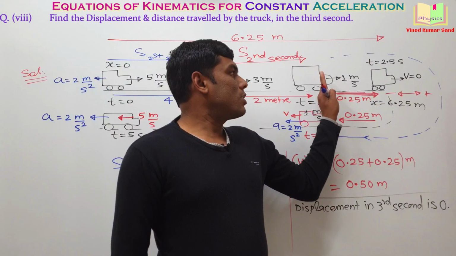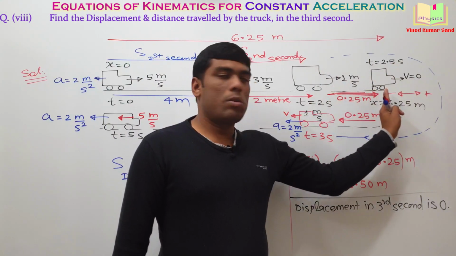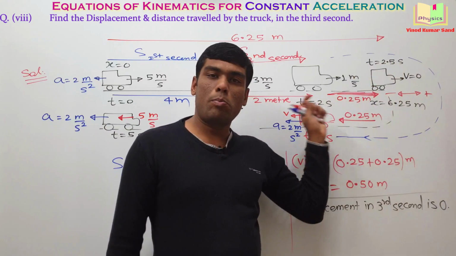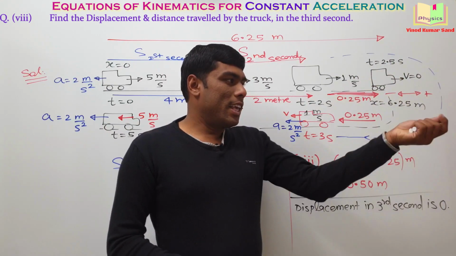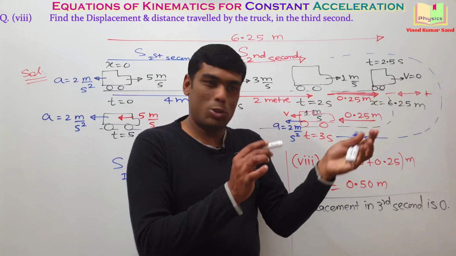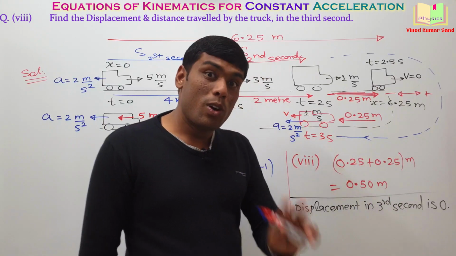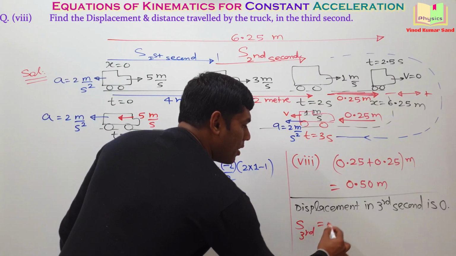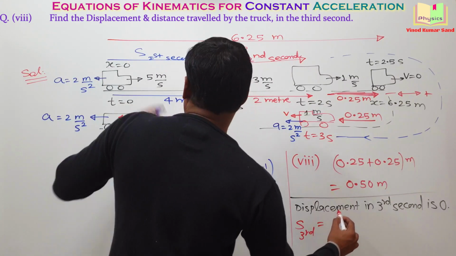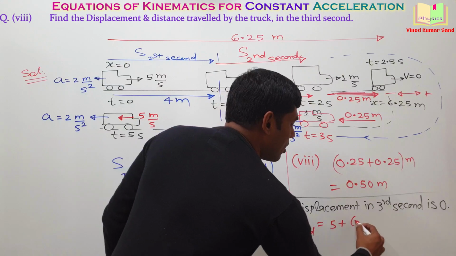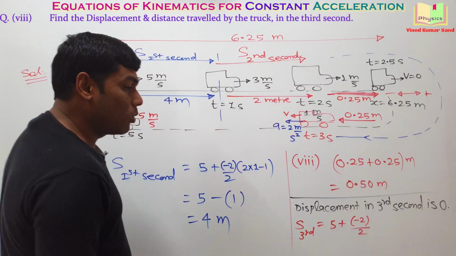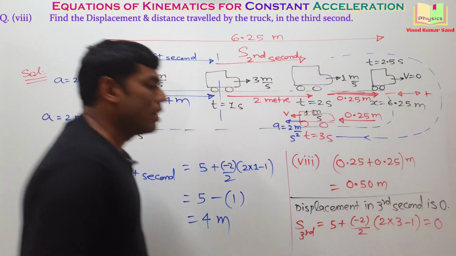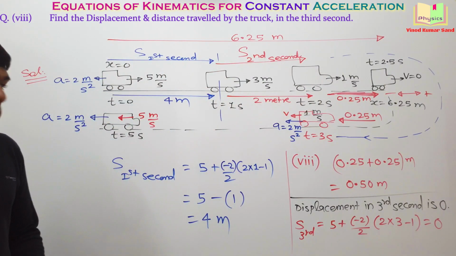Because from t is equal to 2 to 2.5, it will travel 0.25 meter forward. And then from t is equal to 2.5 to 3, it will travel 0.25 meter backward. Equal forward and backward motion. So the displacement will become 0. Or you can even obtain it using the equation. S third is equal to u plus a by 2 into (2 into 3 minus 1). u is 5, acceleration is minus 2. Check it. This will come out to be 0.